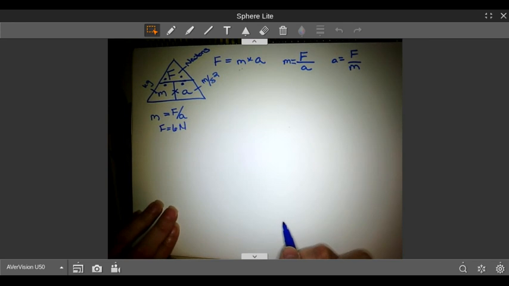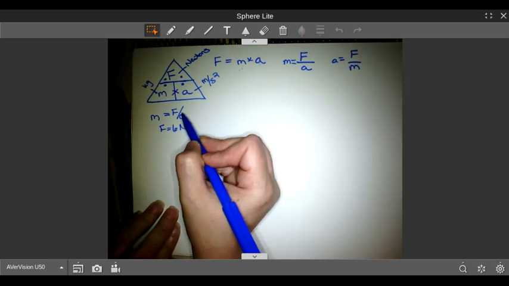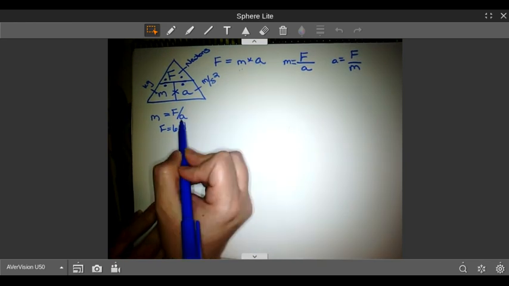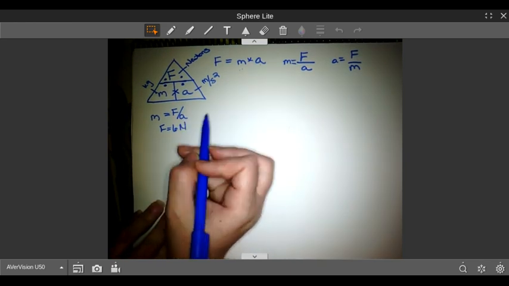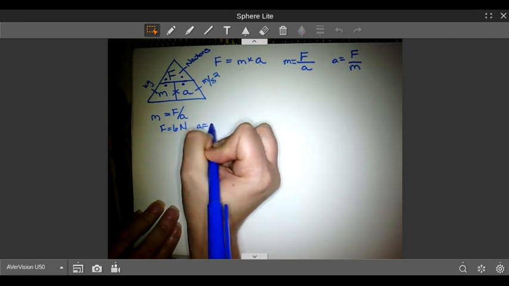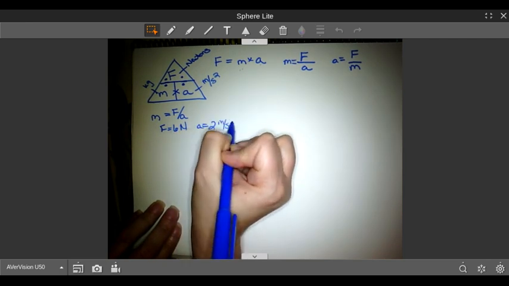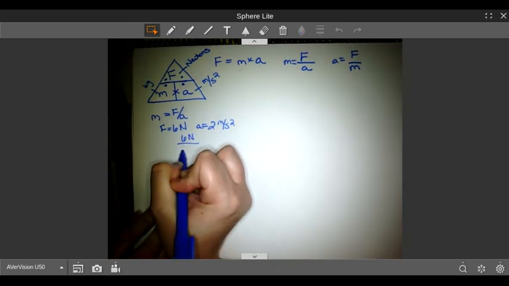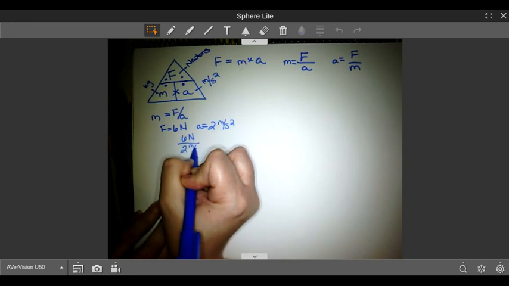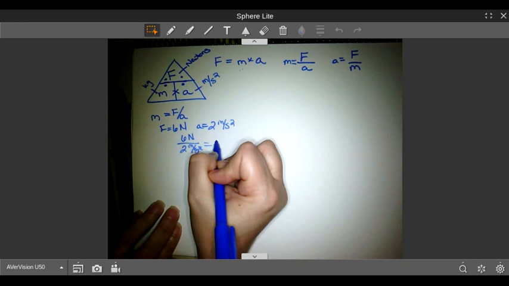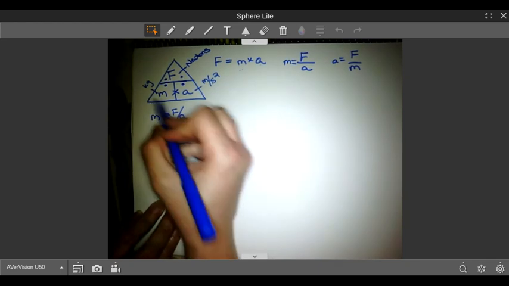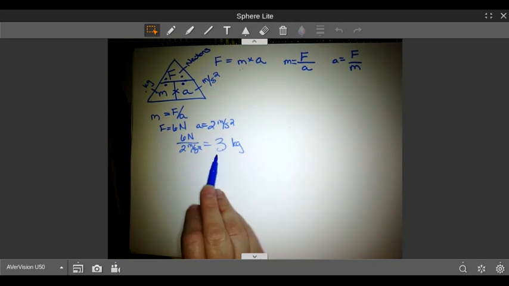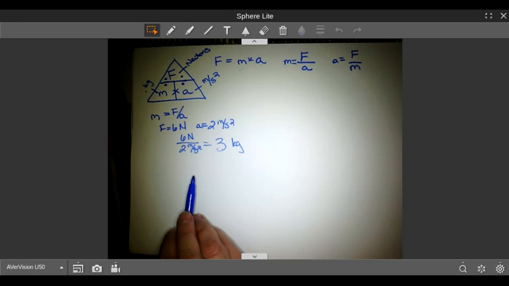Now what we're going to do is change the acceleration around and see what happens to the mass because of it. So we'll start off with our base and say the acceleration is 2 meters per second squared. So if we put that in the formula, it's going to be 6 newtons divided by 2 meters per second squared. And that's going to be a mass of 3. The unit for mass is kilograms. So our base, we're starting out with 3 kilograms for our mass.